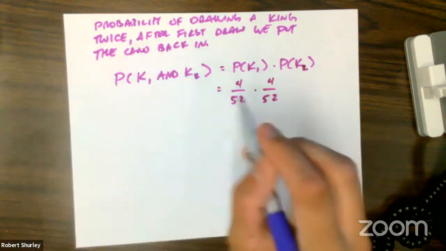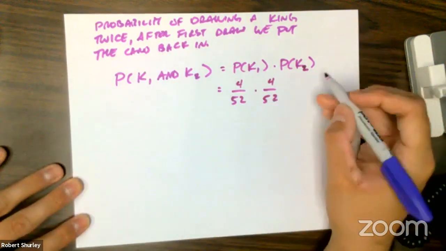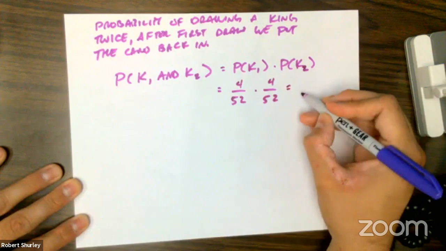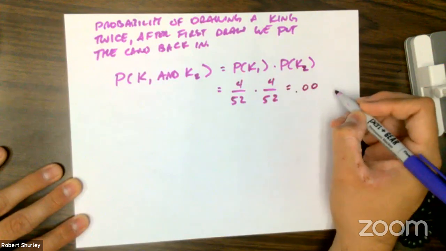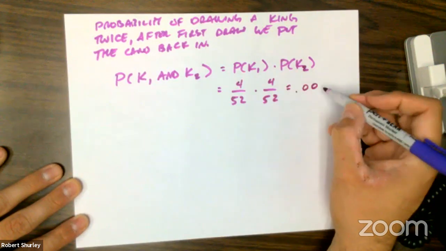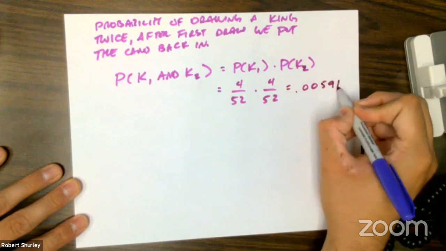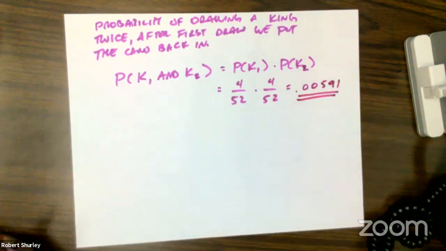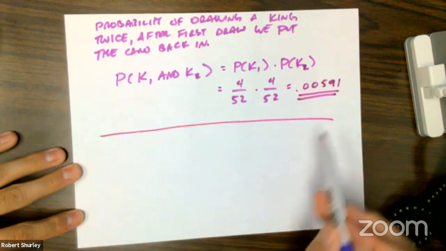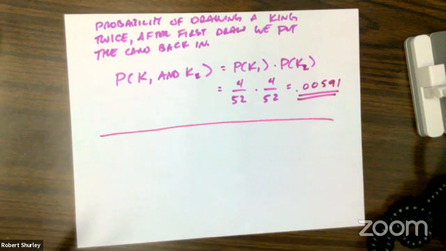And you wind up with a really small chance. I mean, this makes sense that it would be a very, very small chance. I'm going to go to 6 decimal places, or 5. 0.00591. Really small chance that we end up drawing a king and then a king again. Okay? Independent. Dependent would be if you kept the card.